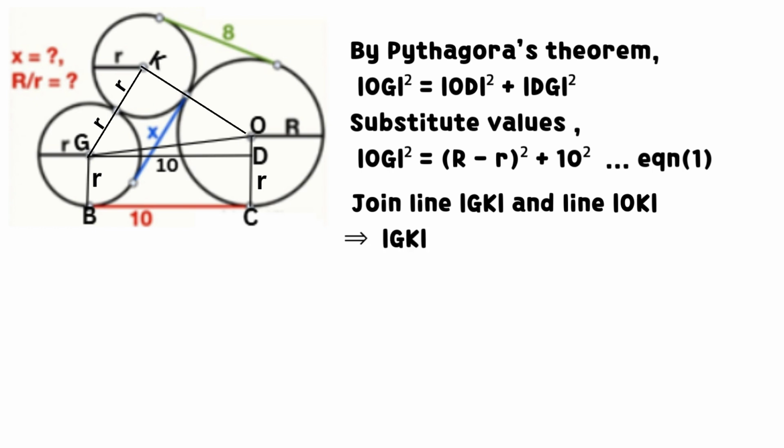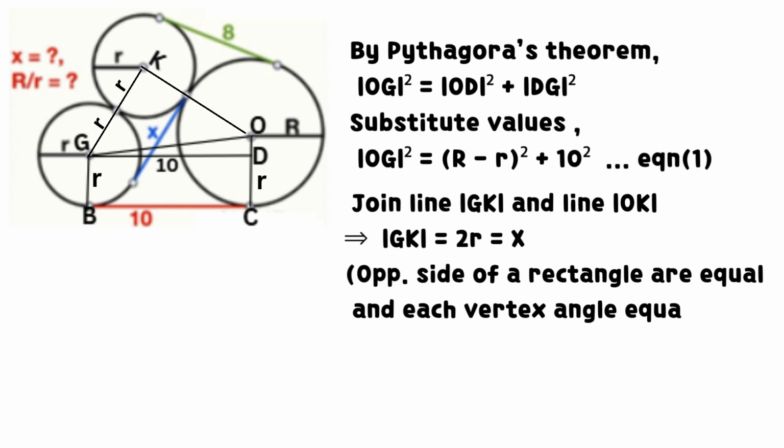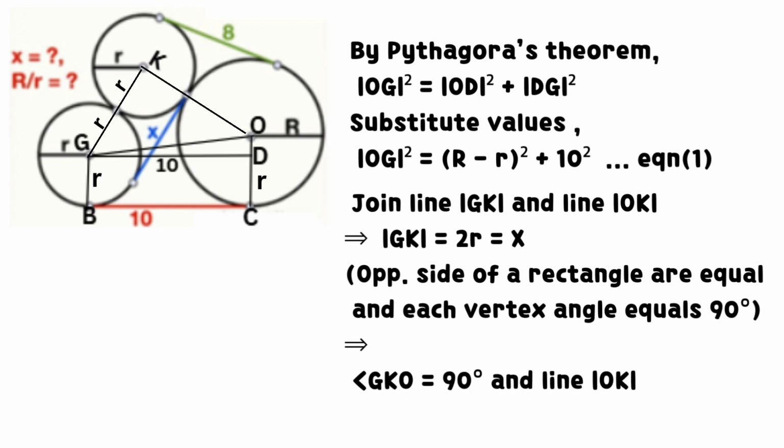Join line GK and line OK. It follows that GK equals 2 times small r, which equals x. It is because opposite side lengths of a rectangle are equal. Also, each vertex angle of a rectangle equals 90 degrees. It signifies that angle GKO equals 90 degrees. Line OK equals the sum of small r and r.